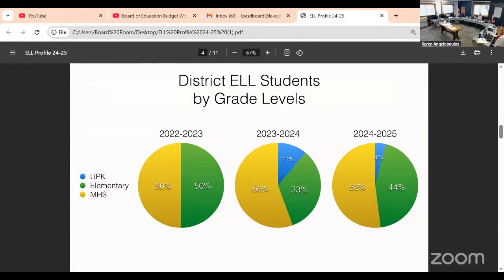If we look at just the district level pieces, we have a few students at the UPK level, which is good for us to know. There are no particular regulations at the UPK level, but it's good to know who's coming into the district. The middle high school has the majority of our English language learners, but the elementary also has a good percentage. When you look at this in total, that equates to 27 students, so you have an idea of numbers.